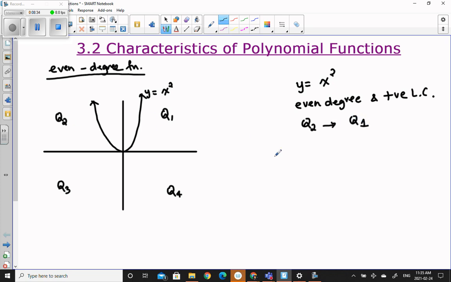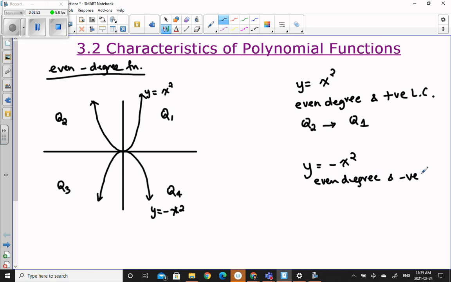These two quadrants. If you were to graph y equals negative x squared, it would be the parent function but reflected in the x-axis. So this would be y equals negative x squared. And this one is an even degree function, and it has a negative leading coefficient. And you can see that it goes from quadrant 3 to quadrant 4. So that's the behavior of an even degree function when the leading coefficient is positive and when the leading coefficient is negative.